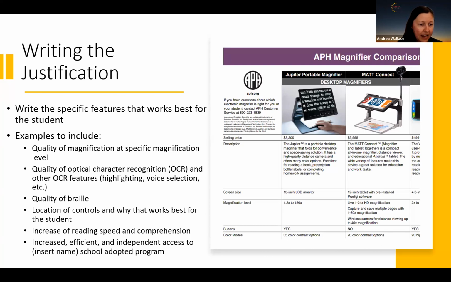And then next to that is the Mac Connect. The Mac Connect is a magnifier and tablet together. It's a compact all-in-one magnifier, distance viewer, and educational Android tablet. The wide variety of features makes this device a great solution for education and work tasks. Okay, so knowing just a little bit about these two devices.